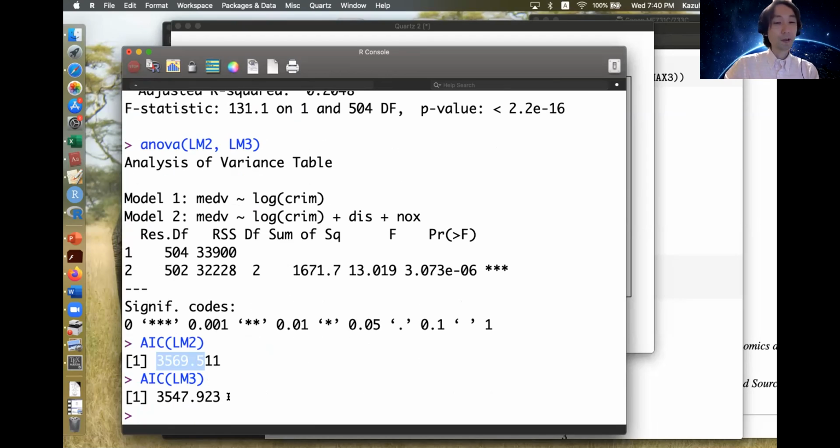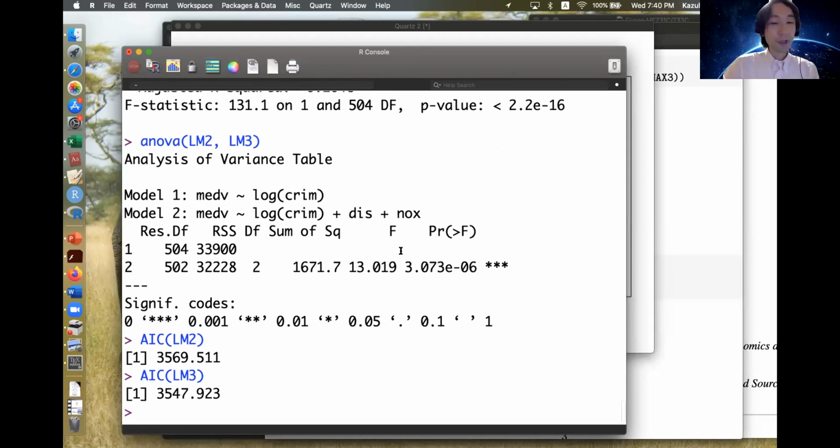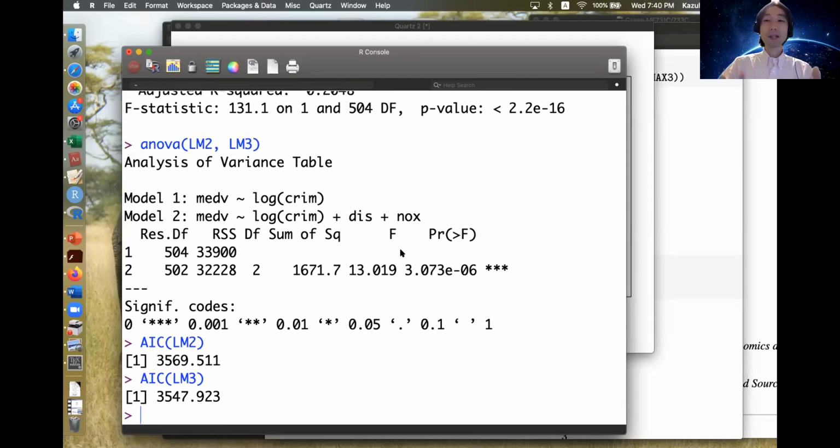If a variable is useless, then one additional variable makes AIC worse by 2, so larger by 2. But now it's smaller by 22. So we can say that the two variables are really useful to improve the model. Yep. So this is the chapter 3 lab session. So now probably you are comfortable dealing with linear regression in R.